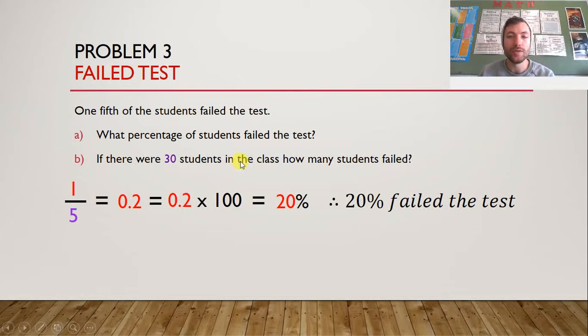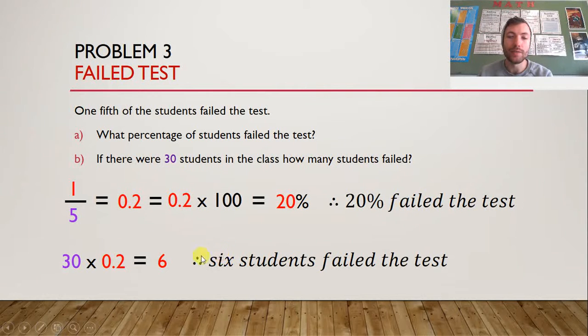Now we're looking at B. If there were 30 students in the class, how many students failed? We've got 30, then we're just timesing it by our decimal. We know it's 20%, so to find 20%, we're just going to use the decimal form. So 30 times 0.2. If you put that in your calculator, it's going to give you 6. And then we answer the question. So we say, therefore, 6 students failed the test. This little sign here, these 3 dots, is just a shorthand way of writing therefore. It's one of the little math tricks that people use.